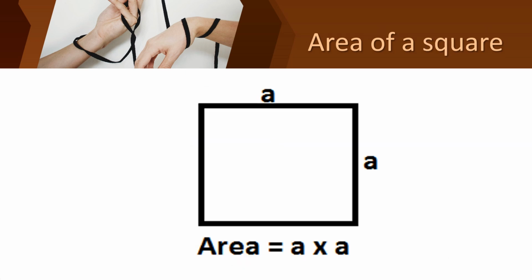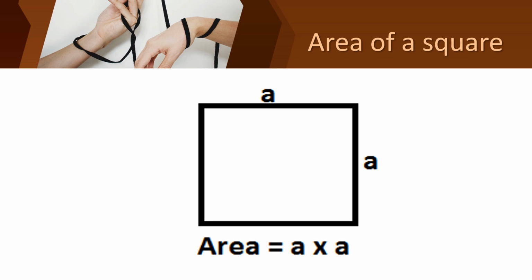See the next one. A square. Is it, children? It is also a simple closed figure. It is a closed boundary. So for finding this also, we have a formula. What is the formula? Side into side. It is a into a.